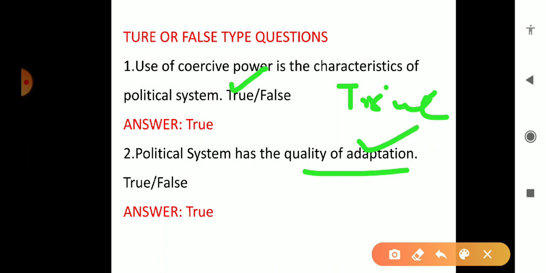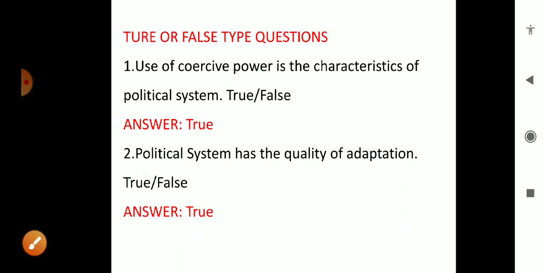So the answer is true. You will write the question number only and the answer will be this only. You need not write the whole question and then write true or false and then tick the true one. It shouldn't be done like this, right? You should only write the question number and true. Okay, hopefully you got it. Let's move to the next question.